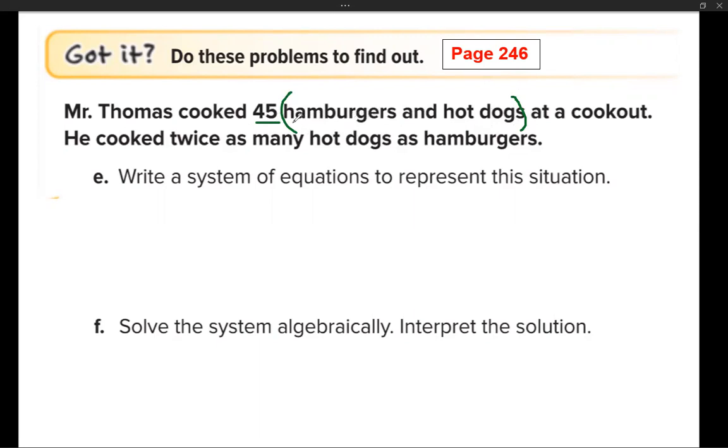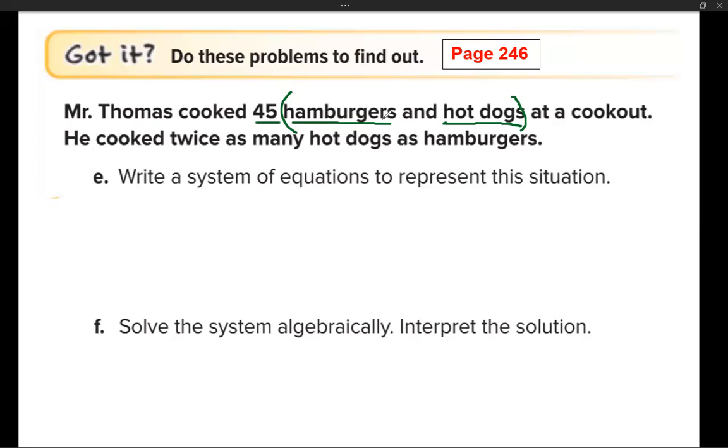So, do we know the number of hamburgers alone? No, we do not know. Do we know how many hot dogs there are? No, we don't know. So the number of hot dogs is unknown and the number of hamburgers is also unknown. But we know the total number. The hamburgers and hot dogs together give us 45. We do not know the individual numbers. Okay, in math, what do we do for the unknown quantities? Exactly. We assign a variable that represents this quantity.